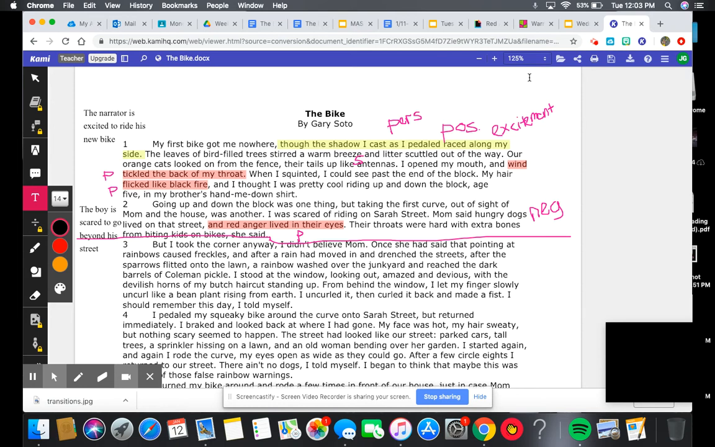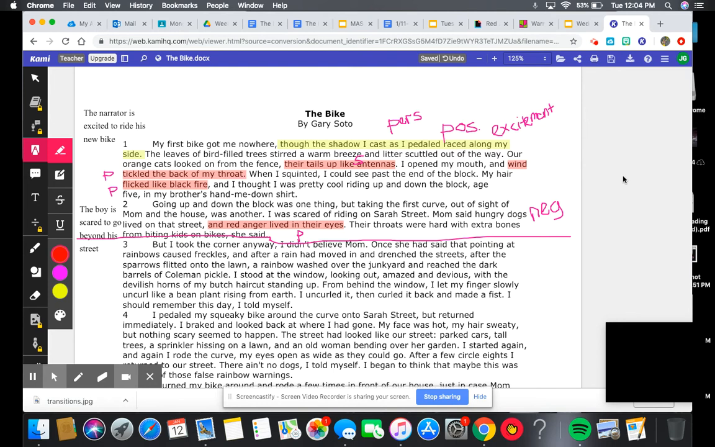If you keep going, I should have highlighted this too: "their tails up like antennas," talking about the cats. So they're very aware. That would be a simile. It's comparing their tails to antennas. "And wind tickled the back of my throat." Again, that's personification. "My hair flicked like black fire. I thought I was pretty cool riding up and down the block, high-fiving my brother's hand-me-down shirt."